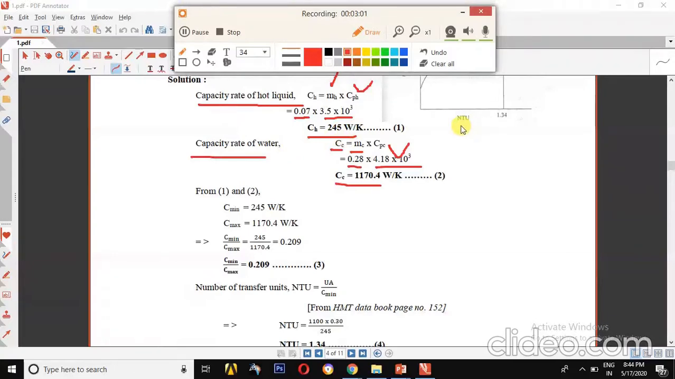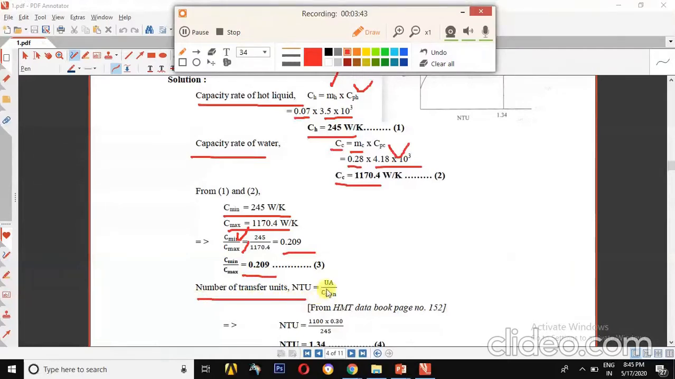Ch equal to 245 watt per Kelvin. Cc equal to 1170.4 watt per Kelvin. Therefore, Cmin equal to 245 watt per Kelvin. Cmax equal to 1170.4 watt per Kelvin. Capacity ratio is defined as the ratio of Cmin by Cmax. Cmin equal to 245, Cmax equal to 1170.4. Therefore, capacity ratio equal to 0.209.